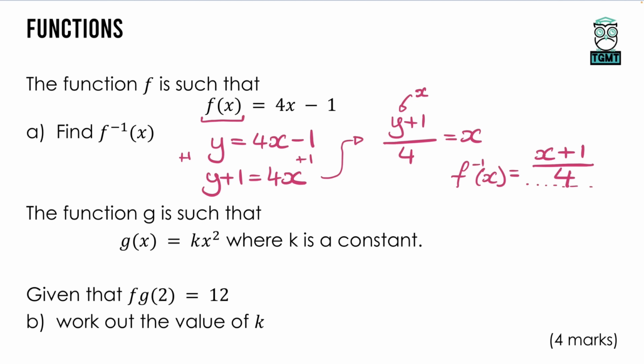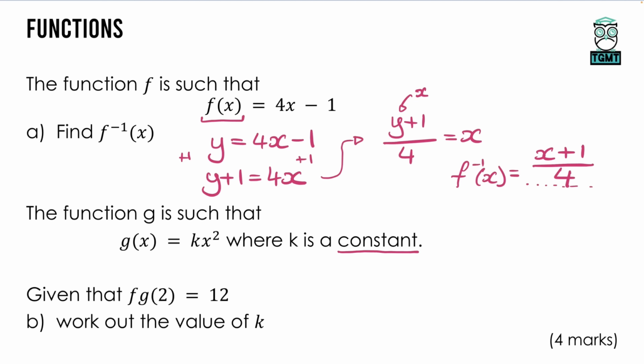It says in this next part, the function of g is such that g of x is equal to kx squared, where k is a constant. It's not told us what k is. It's also hinted here that it's not a whole number by saying it's a constant. Given that fg2 is equal to 12, work out the value of k.